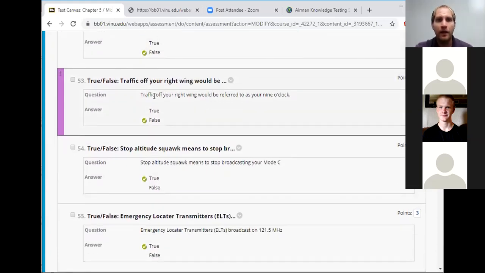All right. Traffic off your right wing would be referred to as your 9 o'clock. That's a false. So the whole idea is that if air traffic control tells you traffic at 12 o'clock, that's straight ahead. If air traffic control says you have traffic at your 3 o'clock, that's off your right wing tip. If ATC says traffic at your 9 o'clock, that would be off your left wing tip.